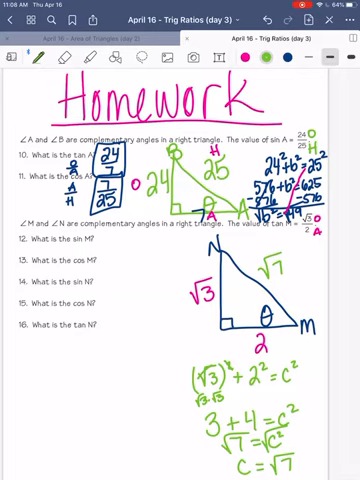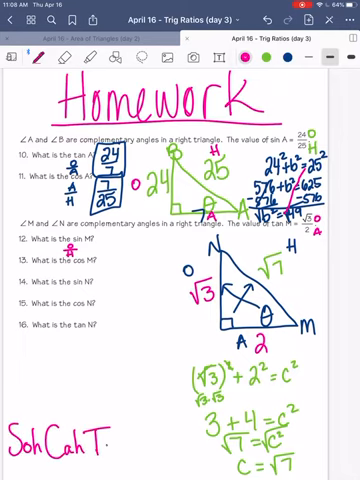Okay, so now I can label my sides. This is my H. According to M, this is my O, and this is my A. Okay, and so now I can write down the answers. So it says, what is the sine of M? So the sine is O over H. I'll write it down here if you need me to. SOH CAH TOA. All right, so sine is SOH.